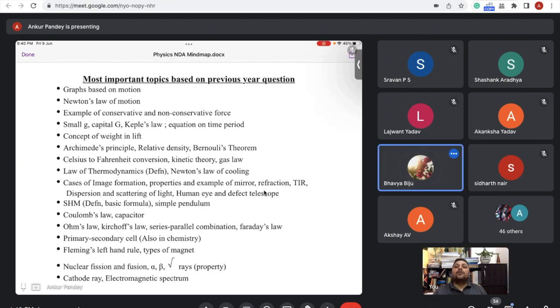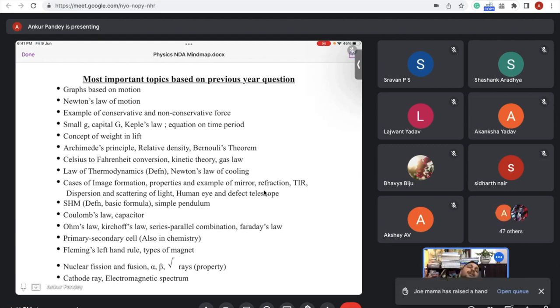So the first two points were there in 9th grade. The third point was not there in 9th grade. The fourth point, maybe some parts were there in 9th grade, but leave it, no problem. Considering the fourth point was not there. The concept of weight in a lift was there in ninth grade laws of motion. Archimedes principle, buoyancy and the concept of floating were there in ninth grade. Relative density was there in ninth grade. Bernoulli's theorem was not there in ninth grade. It will be there in 11th grade.